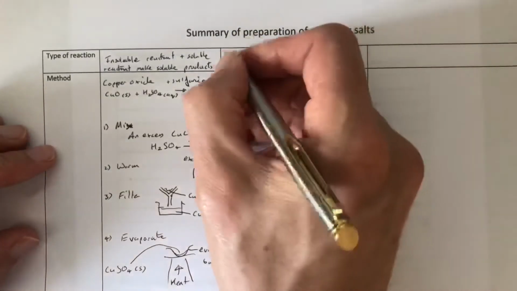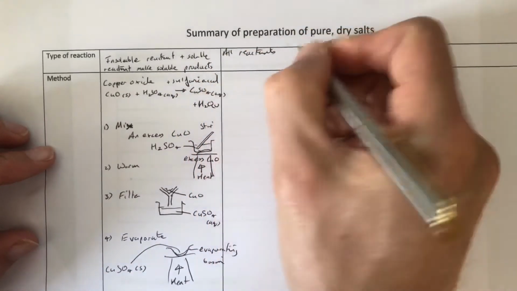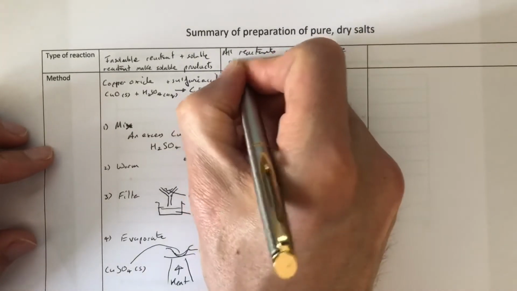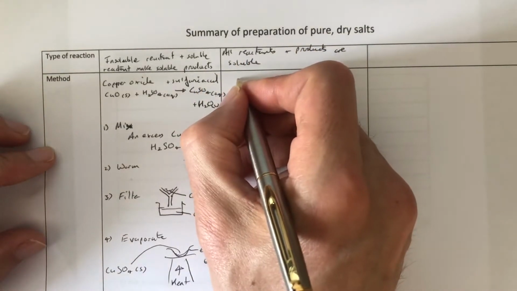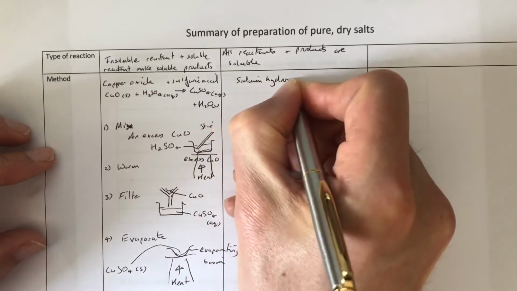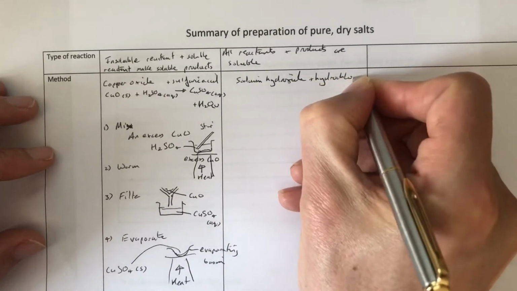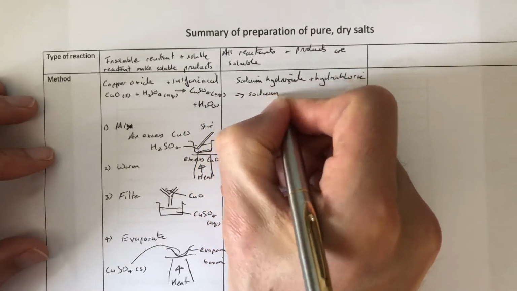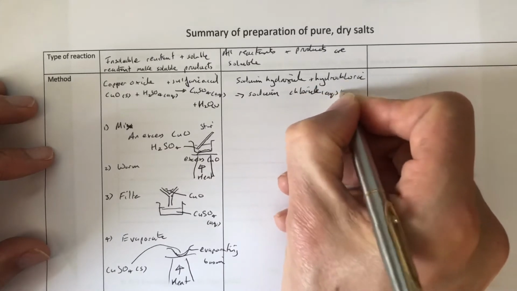The next type of reaction is where all the reactants and products are soluble. This is a much more difficult method. An example would be sodium hydroxide. Sodium hydroxide is soluble. It's an alkali. It's going to react with hydrochloric acid, which is, again, soluble. It's aqueous. And that's going to make sodium chloride, which is soluble, and water, which is a liquid.